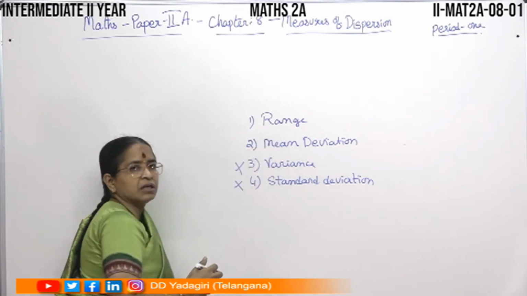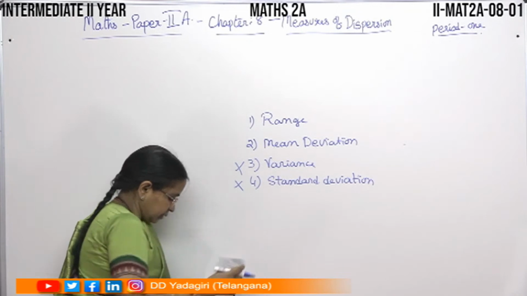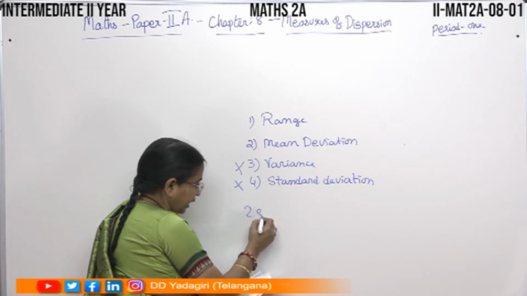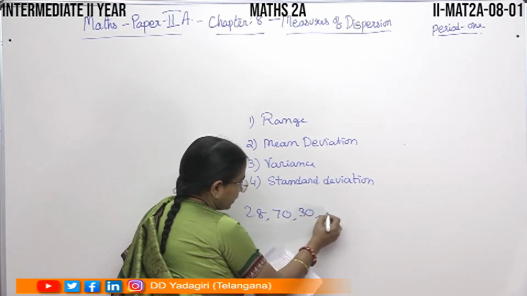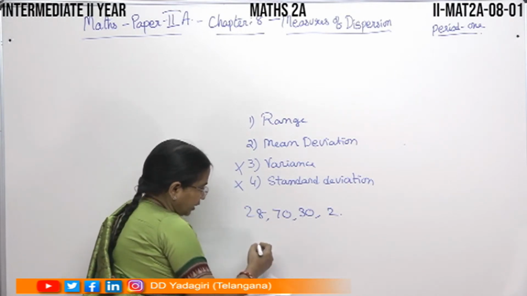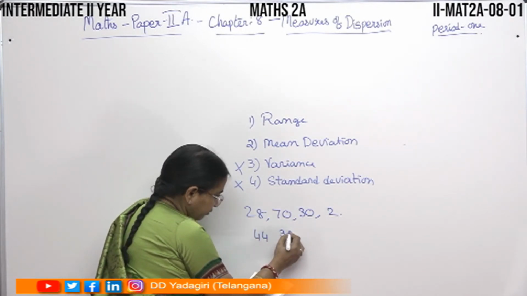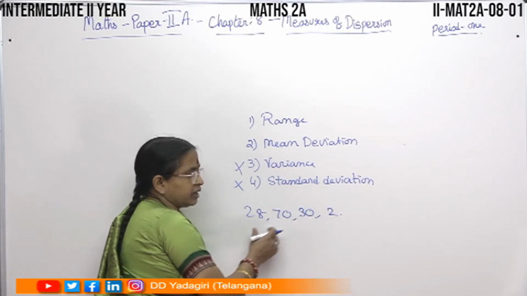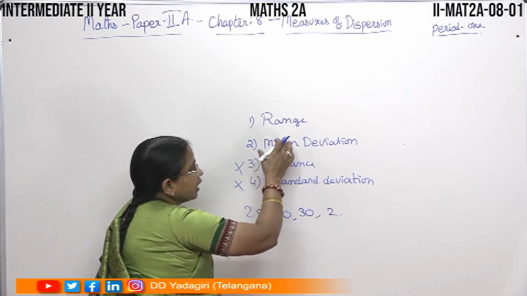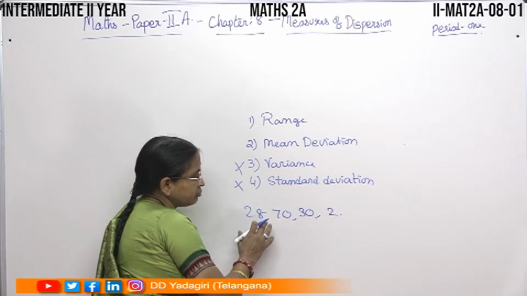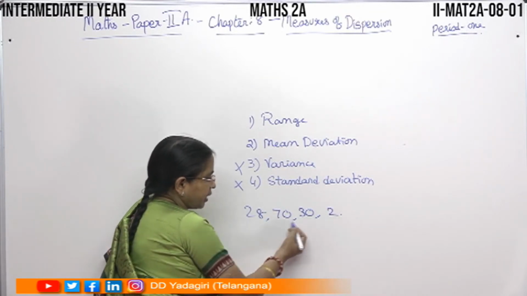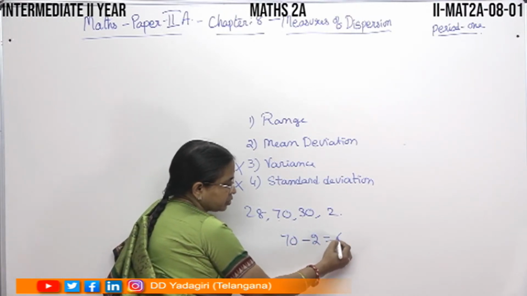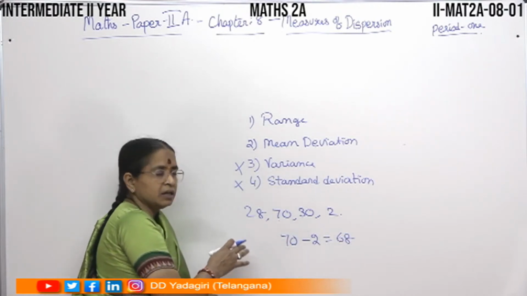Now what is this range? Suppose you are given a raw data. We'll take these runs only: 28, 70, 32, like this. Okay, only these four we will take. Now what is the range of this data? This is the raw data. For ungrouped data or raw data given like this, what is the range? The range is just maximum value minus minimum value. That is 70 minus 2. 70 minus 2 is 68. This is how we find the range.